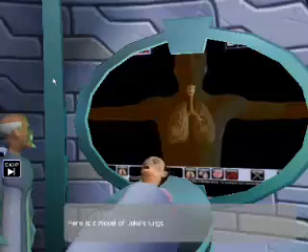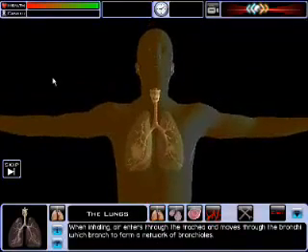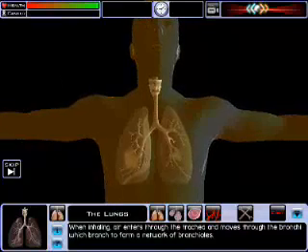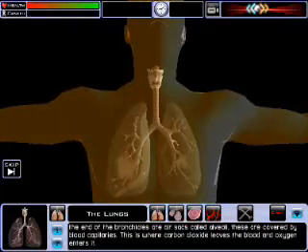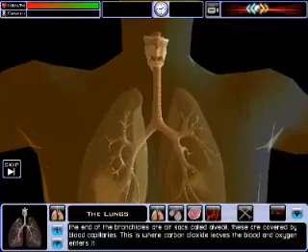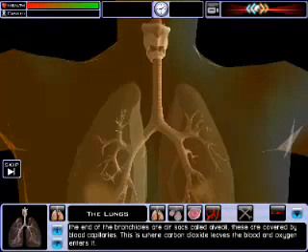Here is a model of Jake's lungs. When inhaling, air enters through the trachea and moves through the bronchi, which branch to form a network of bronchioles. At the end of the bronchioles are air sacs called alveoli. These are covered by blood capillaries. This is where carbon dioxide leaves the blood and oxygen enters it.